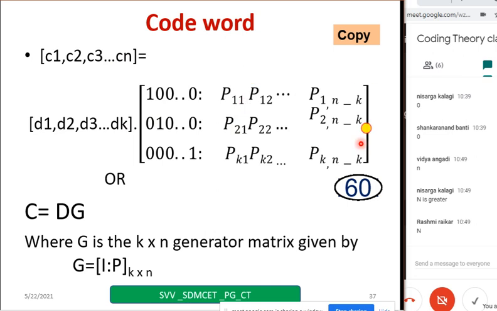With a numerical example, we are going to discuss later. As of now, we are going to discuss the theory. The code bits will be given by the data bits multiplied by G. G is nothing but the generator matrix. The generator matrix is given by the identity matrix followed by the parity matrix. C is equal to D into G, where G is the k cross n generator matrix, and usually it is given by the identity matrix followed by the parity matrix.